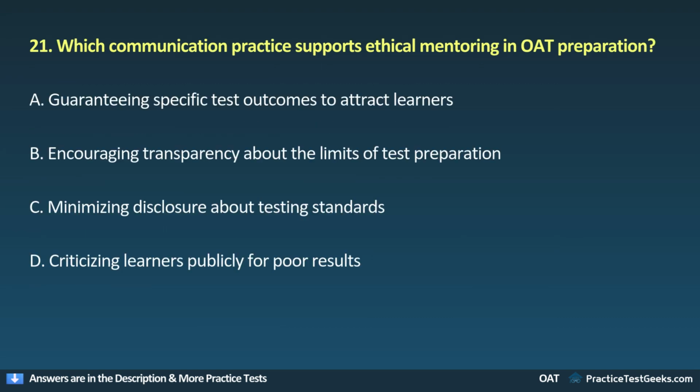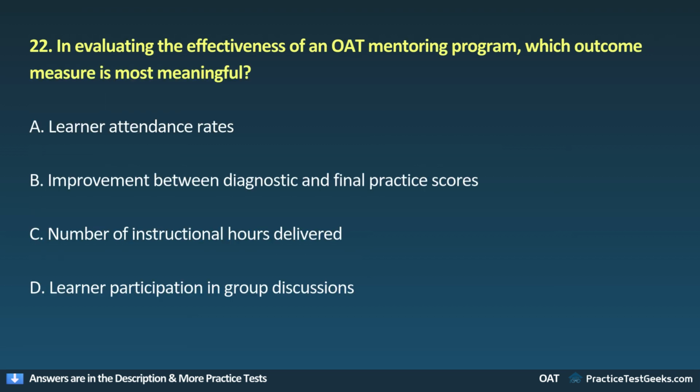21. Which communication practice supports ethical mentoring in OAT preparation? A. Guaranteeing specific test outcomes to attract learners. B. Encouraging transparency about the limits of test preparation. C. Minimizing disclosure about testing standards. D. Criticizing learners publicly for poor results.